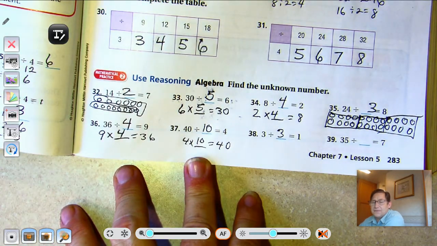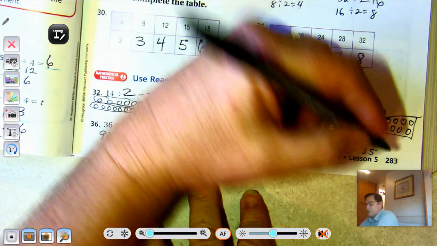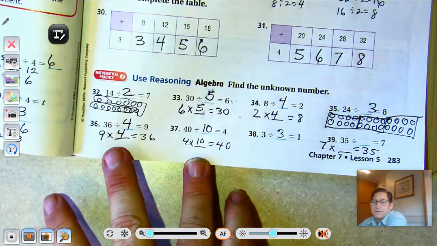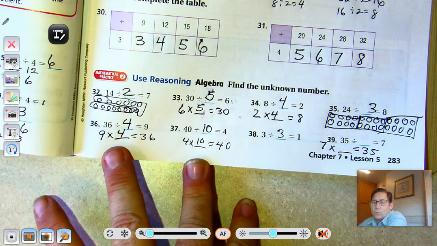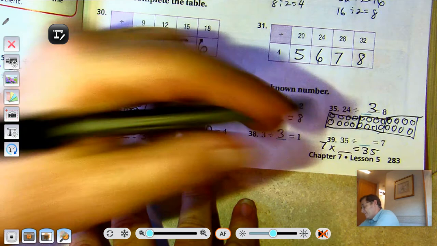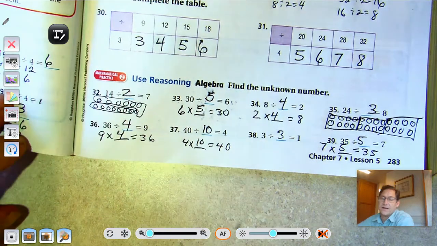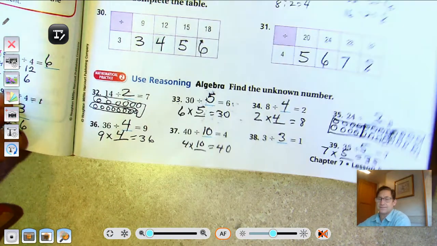35 divided by something is 7. 7 times what is 35? 7, 14, 21, 28, 35. 5. 7 times 5 is 35. So 35 divided by 5 is 7.